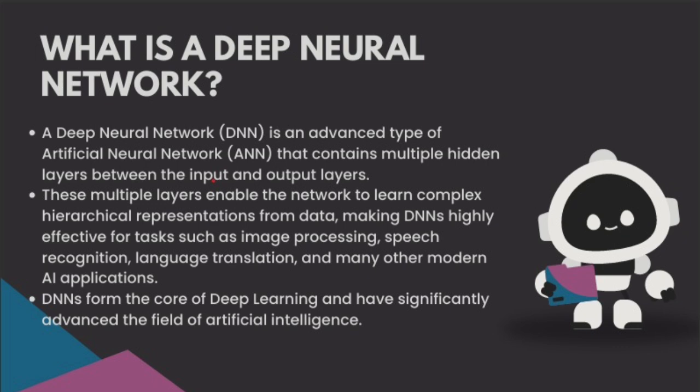A deep neural network is an advanced type of artificial neural network that contains multiple hidden layers between the input and the output layers. These multiple layers allow the model to learn complex hierarchical representations from data, which makes deep neural networks highly effective for modern AI tasks. You can think of a DNN as a stack of layers where each layer learns a more abstract feature than the previous one, moving from raw data to meaningful patterns and finally to useful prediction. Because of this layered learning, DNNs have significantly advanced the overall field of artificial intelligence.